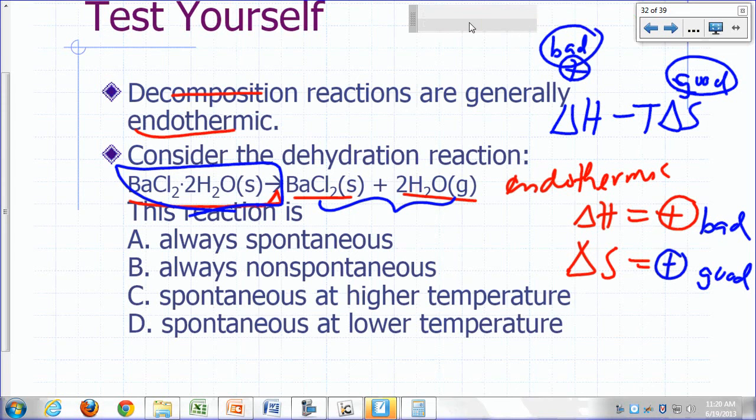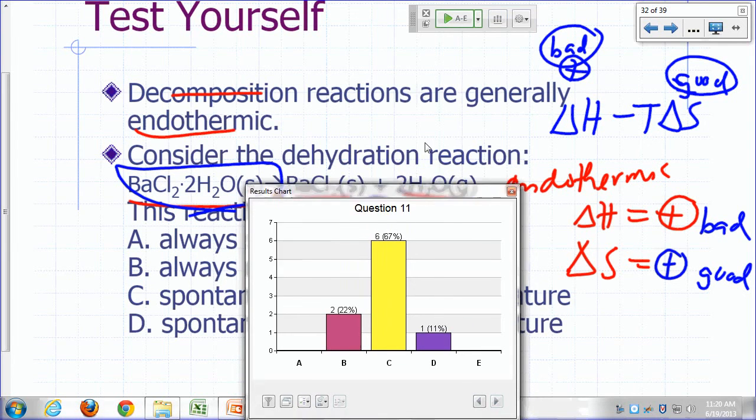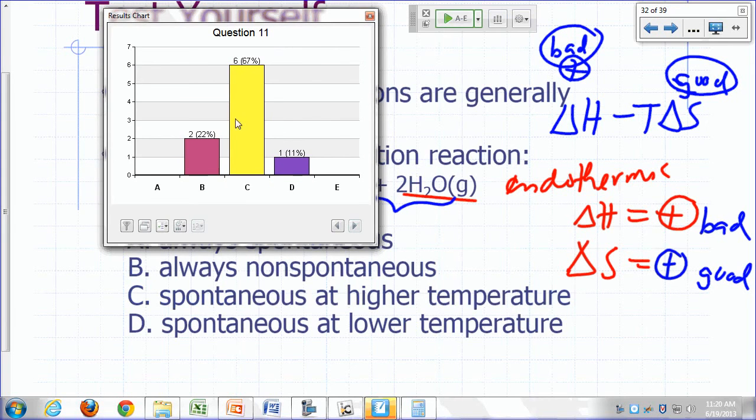And when we say good or bad, I'm not making any moral judgments there, okay? It's just about whether it's good for spontaneity or not. So this is going to be spontaneous at higher temperature.